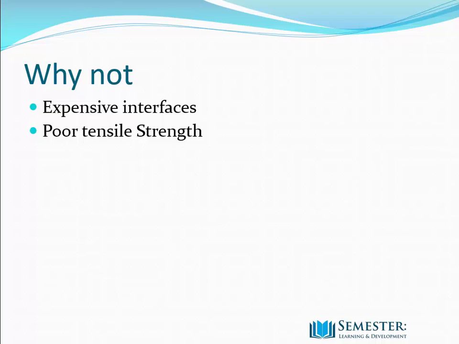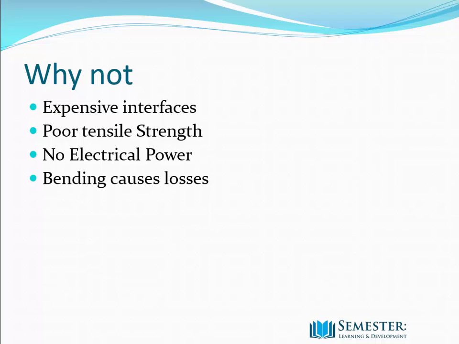The tensile strength of the fibre is very poor compared to copper, and there is also a minimum bend radius. There is no electrical power, so repeaters will need to have copper fed to them. Bending causes losses. So the more bends there are, the less distance can be travelled, or it also limits the bandwidth. And the fibre itself is very susceptible to manufacturing defects. So if it's not manufactured correctly, we can have huge losses.